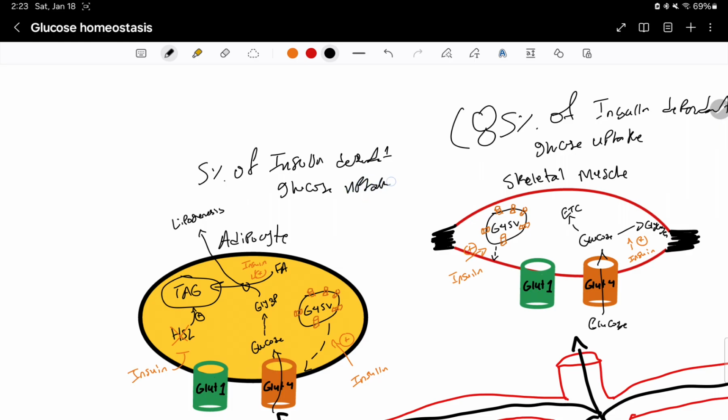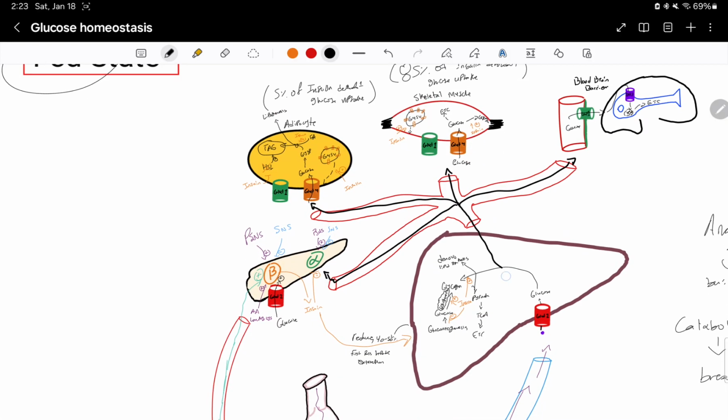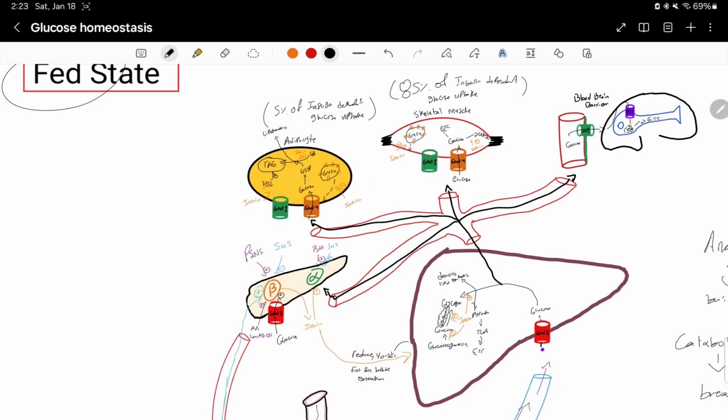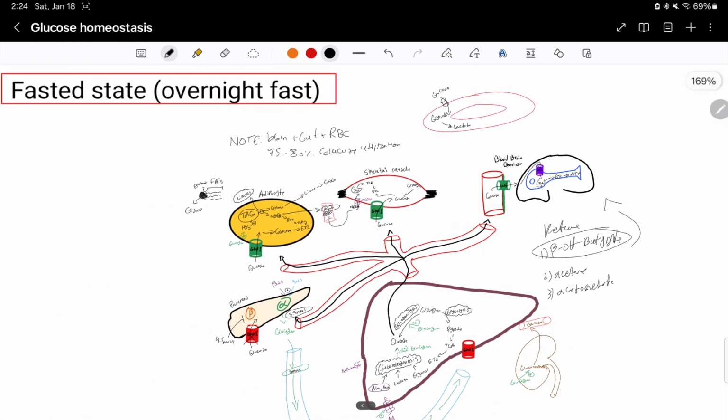So compare that. At rest, 75 to 80% is being done by the brain, the gut, and the red blood cells, whereas during the fed state, about 90% is just with the skeletal muscle and the adipocytes. So that's big right there. It's very big.